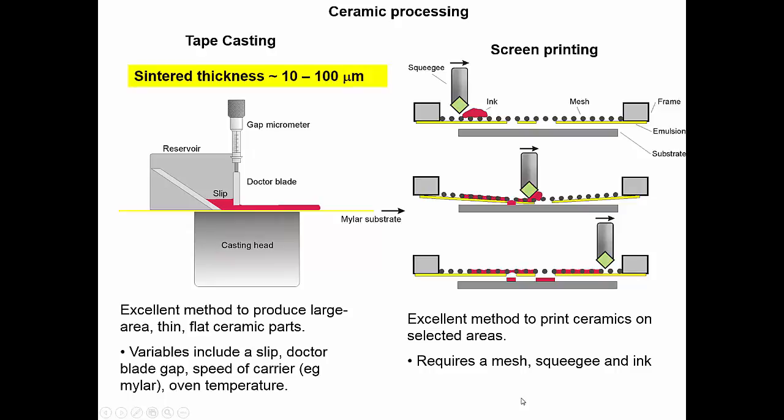So both are very simple methods. The good thing about tape casting is that it can be a continuous reel-to-reel process, and therefore is very scalable on an industrial process. Screen printing, although it's very cheap and very simple, is non-continuous, and this makes it rather more expensive.